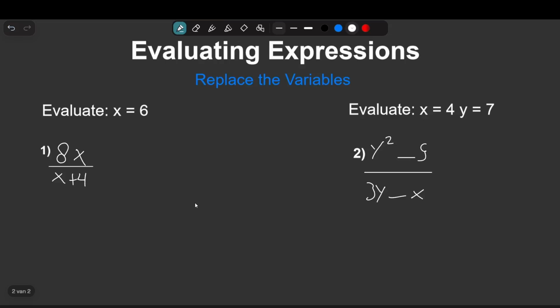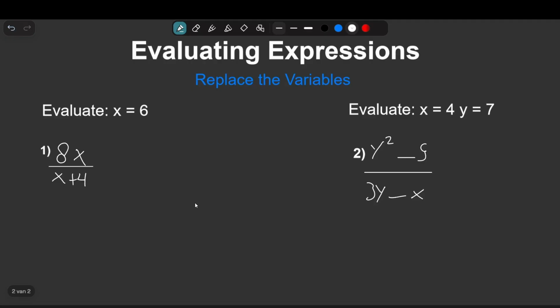And in this video I'm going to be covering how to evaluate expressions in fractional form. So, expressions with a fraction bar. Now, when we evaluate an expression, we find the value of the expression, so what it equals once we work through it. So for our examples, we are going to evaluate the expressions when x equals 6, and for the second one, x equals 4 and y equals 7.